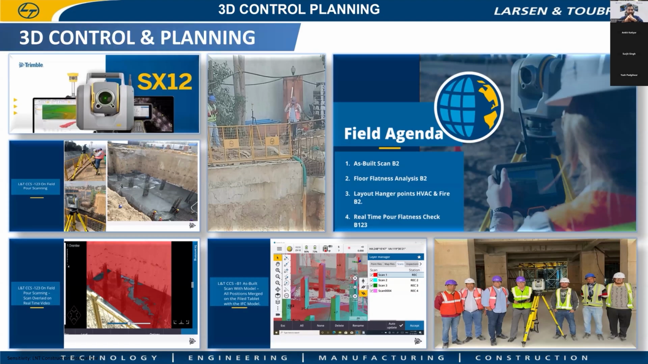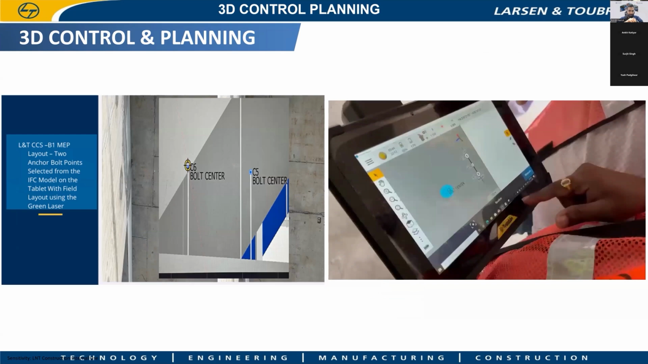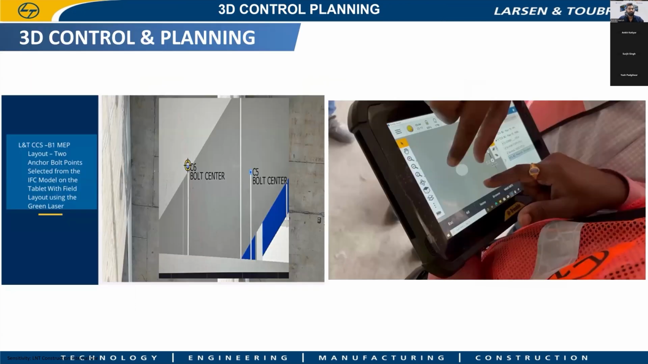Coming to 3D controlling plan. We are using SX12 predominantly in various sites, with three major use cases. One is laser scanning to prepare the as-built model. Post construction, we do the laser scan through SX12, and we can extract the point cloud model from Trimble SX12 and build the as-built model. It also creates a heat map to find the discrepancy between the design and the actual progress at site.